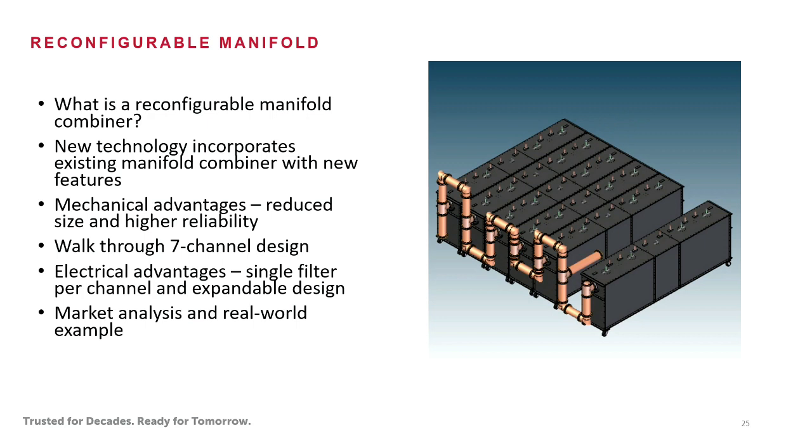So I'm going to walk through really quick what a manifold combiner is versus a constant impedance combiner, and then how we might analyze a market to see, okay, what's the real practical benefit here?